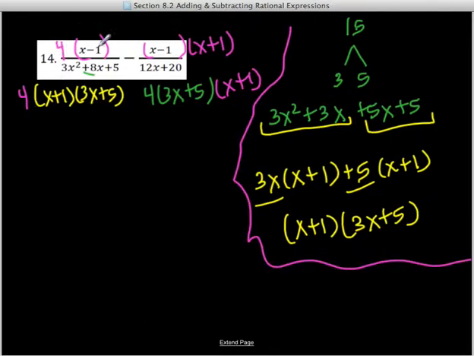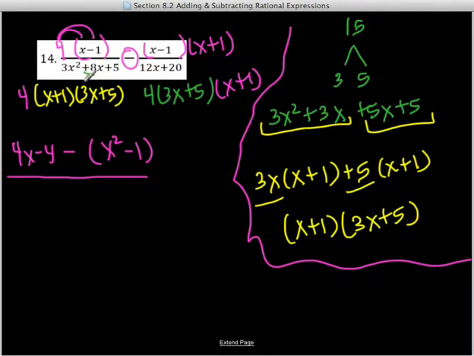So now I'm going to simplify my numerators. I would have 4x minus 4 just by distributing. And now you need to be careful because I have a negative out in front here, so I'm just going to say minus. And now if I were to FOIL x minus 1, x plus 1, that's a difference of perfect squares, so that's going to break down as x squared minus 1, all over, and my denominator will stay exactly the same. So we made it all be x plus 1, 3x plus 5.